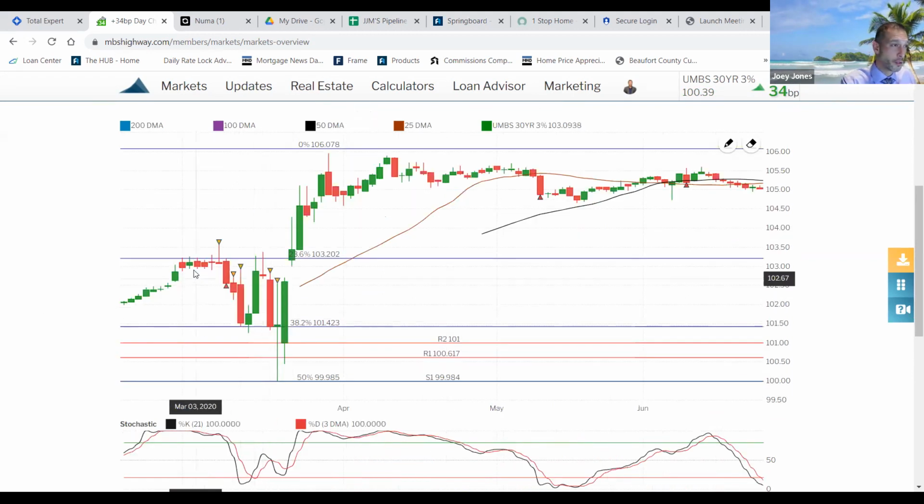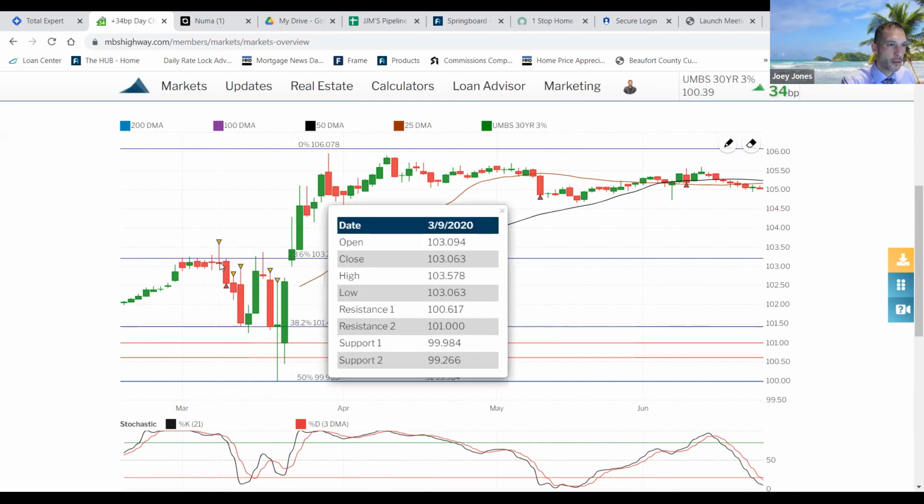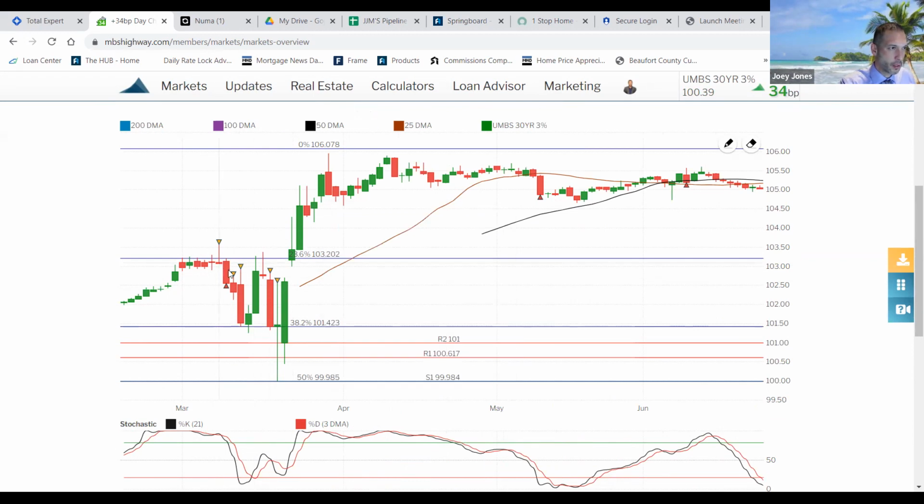This is what happened on COVID. So this day we were having a good day. Everything was fine. March 2020, we went from a price of 103 for this bond to 99. So we lost 300 basis points in a matter of days.